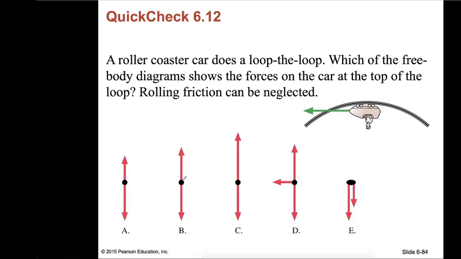A roller coaster is going in this direction. Which free body diagram shows the force on the car at the top of the loop? Rolling friction is neglected. Okay, so which one do you think is correct? The answer should be this, because, first of all, the normal force should go down and it should have a weight. So the weight and the normal force provide the centripetal acceleration, and that's the direction of your net force.